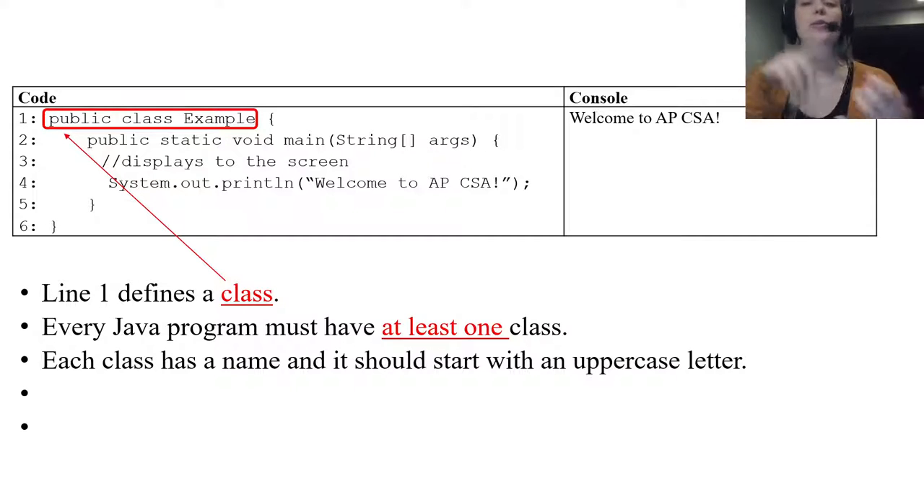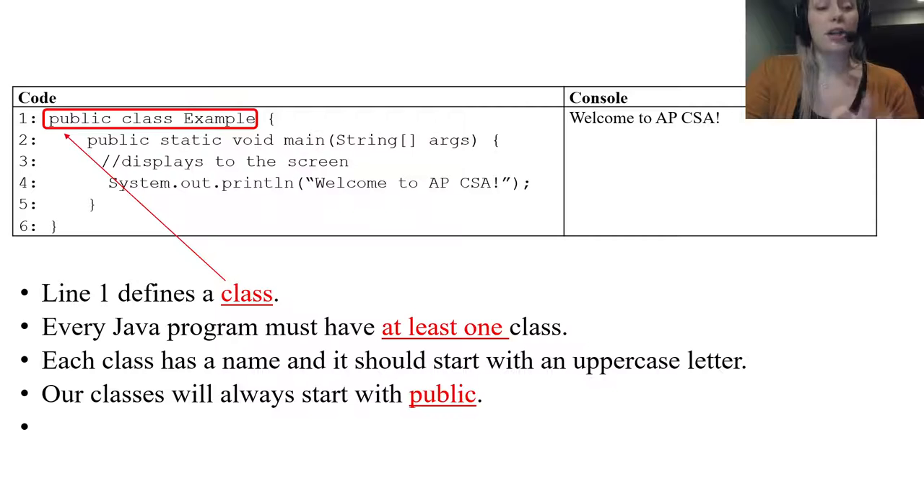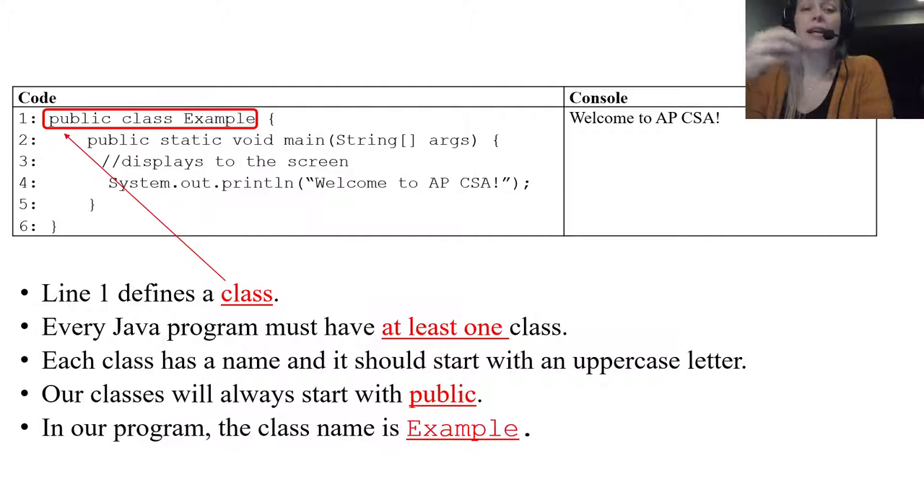Each class has its own unique name, and by convention we start that name with an uppercase letter. Our classes always start with the keyword public. A lot of these keywords we're going to be talking about a little bit more later on, exactly what they mean. For right now, just know that you need these words in your program in order to run correctly. So you start with public, then you write the word class, and then Example is an example of a class name. So our class name here is going to be Example.